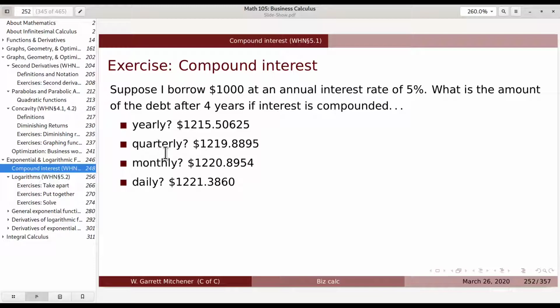As you look down this list, the number of compounding periods per year, n, increases. As it does so, the amount of the debt after 4 years also increases, but it's not increasing hugely. I mean, here we've gone from 12 to 365, and we've added less than $1. So it looks like as the number of compounding periods per year increases, maybe these debt values are converging to something. Well, it turns out that they are.